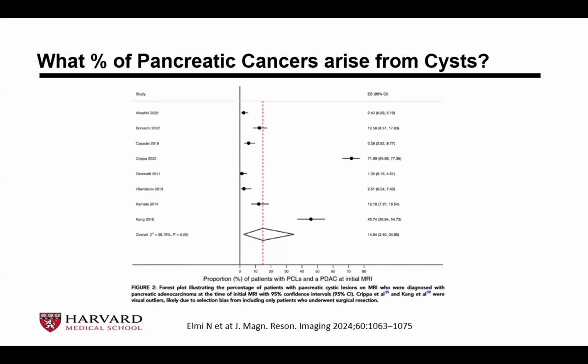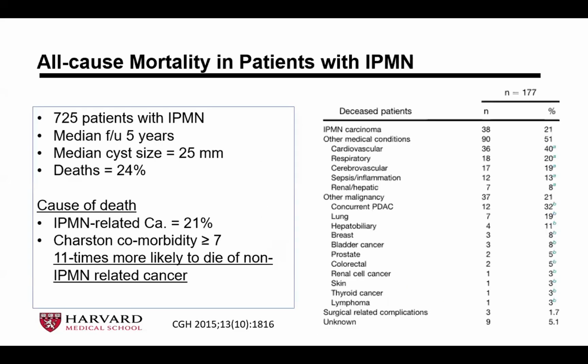The second point that I'd like to make is that the majority of patients with IPMNs don't die of pancreatic cancer. So this is a study of 725 patients with IPMNs that were followed for a decade at a single center in Massachusetts. The median cyst size is 25 millimeters. About 15% of these patients had main duct IPMN or mixed type IPMN. And you can see that only 21% of these patients eventually died of pancreatic cancer. So 4 out of 5 of these patients died of something else, cardiovascular disease, respiratory disease, or other cancers.